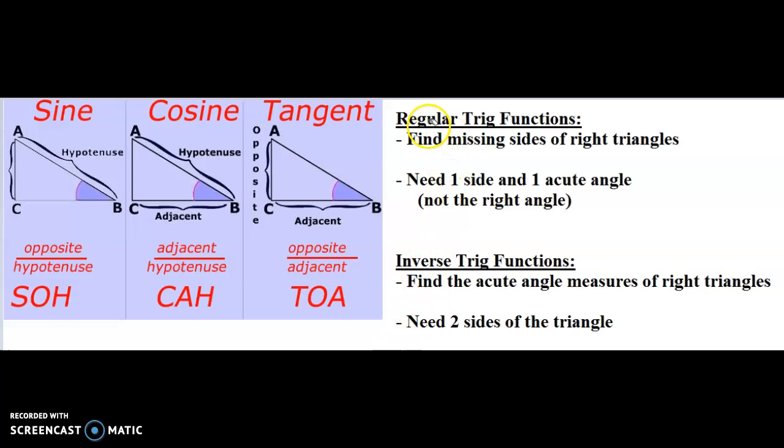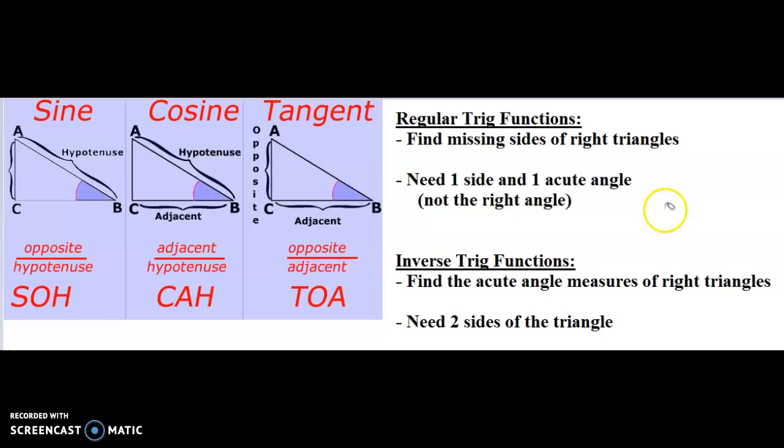Alright, so far we've been working on regular trig functions, where I gave you one side of the triangle and one acute angle, but not the right angle. Then you had to use the trig functions to find the missing sides of the right triangles.